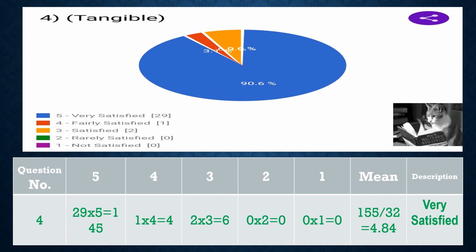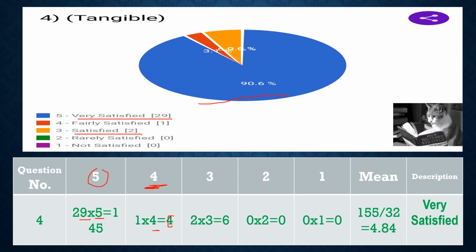Next will be the second statement of the tangible dimension. Based on the result, this will be the pie. Very satisfied, 29 respondents. So 29 times 5, because it belongs to 5, is equal to 145. Fairly satisfied, only 1 answer. So 1 times 4 is equal to 4, because fairly satisfied, if we rate it, has a value of 4.